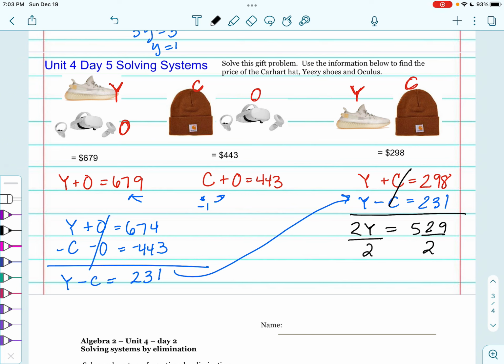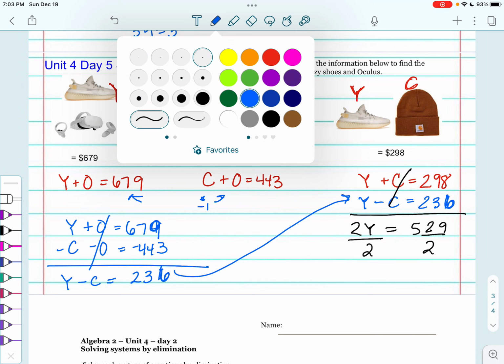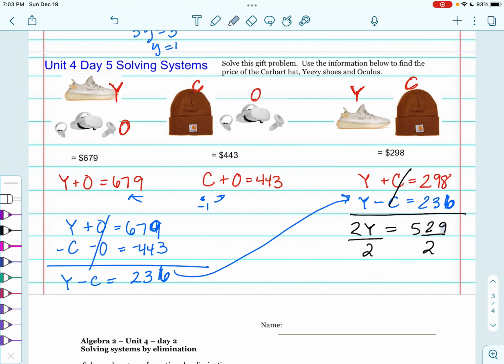I'm doing this without a calculator, so I'm slightly concerned about my math at this point. And I see where I made a mistake already, so let me go back and change that. I didn't copy the number down right. So 9 minus 3 is 6. So I should change this to a 6. Then 8 plus 6 is 14. Should have used a calculator. 298 plus 236. And I got 534. And this does divide nicely by 2.